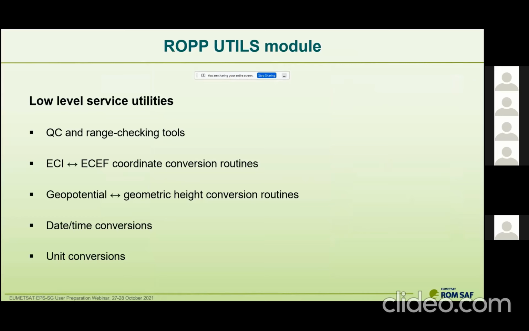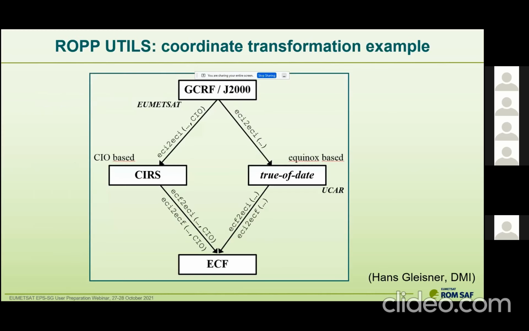Right. So the ROPP utils module consists of a set of low-level service utilities: quality control, range checking tools, conversion routines between various coordinate frames, inertial and earth-centered frames of reference, the geopotential geometric height conversion routines, date-time conversions, and unit conversions, and that's used by all the other modules.